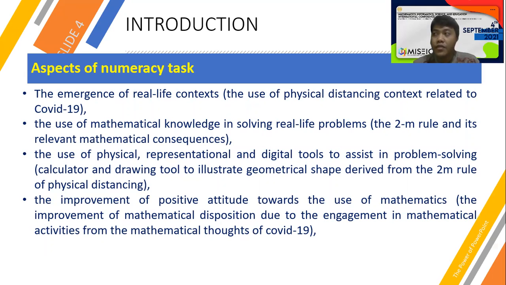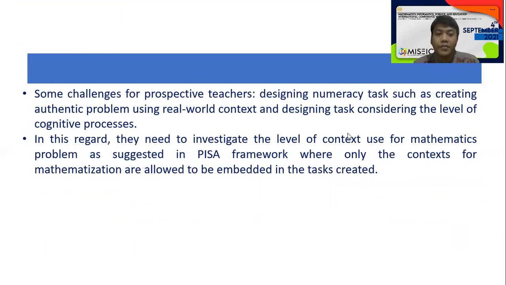So we have to notice some aspects of numeracy tasks. First, the emergence of real-life context, which is the use of the physical distancing context. The second is the use of mathematical knowledge in solving real-life problems, which is the 2-meter rule and its relevant mathematical consequences. Then the use of physical, representational, and digital tools to assist in problem solving. And then the improvement of positive attitude towards the use of mathematics in relation to COVID-19.